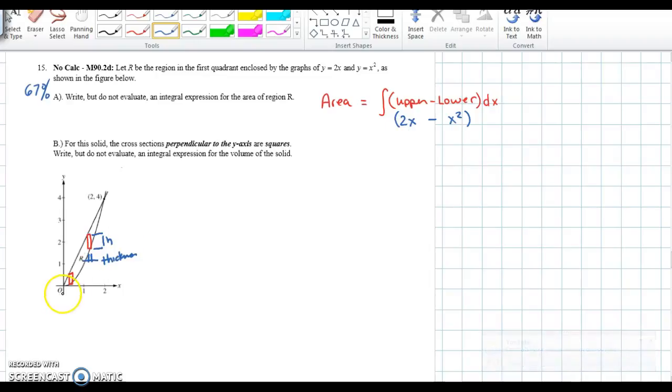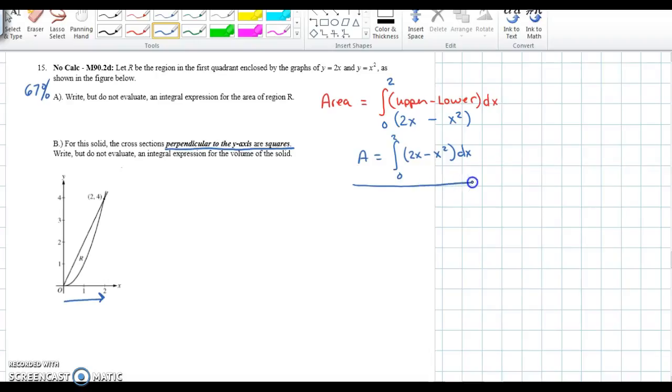My limits, my first rectangle would be 0, and I would track over to 2. So 0 to 2, this is the answer. Final area is here. Second problem, squares run perpendicular to the y-axis.